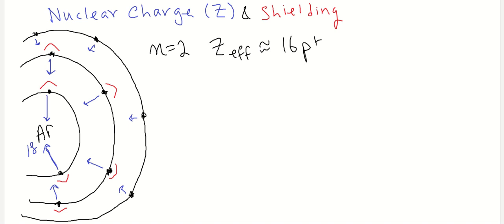So at n equals 3, those are your 3s and 3p electrons. They're feeling a Z effective, an effective nuclear charge, of about 8 protons each, because there's 8 in the second level and 2 in the first. They don't shield each other for the most part.